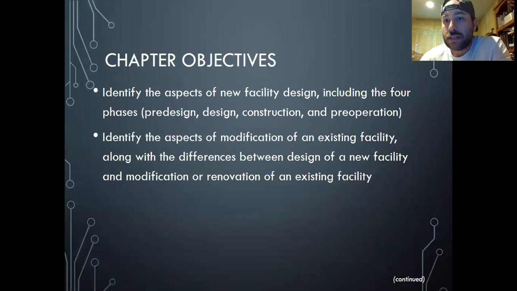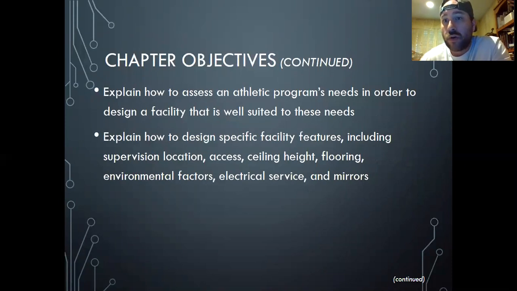We're going to talk about the different aspects, including the 4 phases. So it's not just as simple as, oh, let me go over here and throw some equipment into a room, okay? Identify the aspects of modification of an existing facility, along with differences between design of a new facility and modification or renovations. Explain how to assess an athletic program's needs, so that way you design a facility that meets those needs, and explain how to design specific facility features, including where supervision location should be, how we should be able to access the facility, ceiling height, flooring, environmental factors, electrical service, and mirrors.